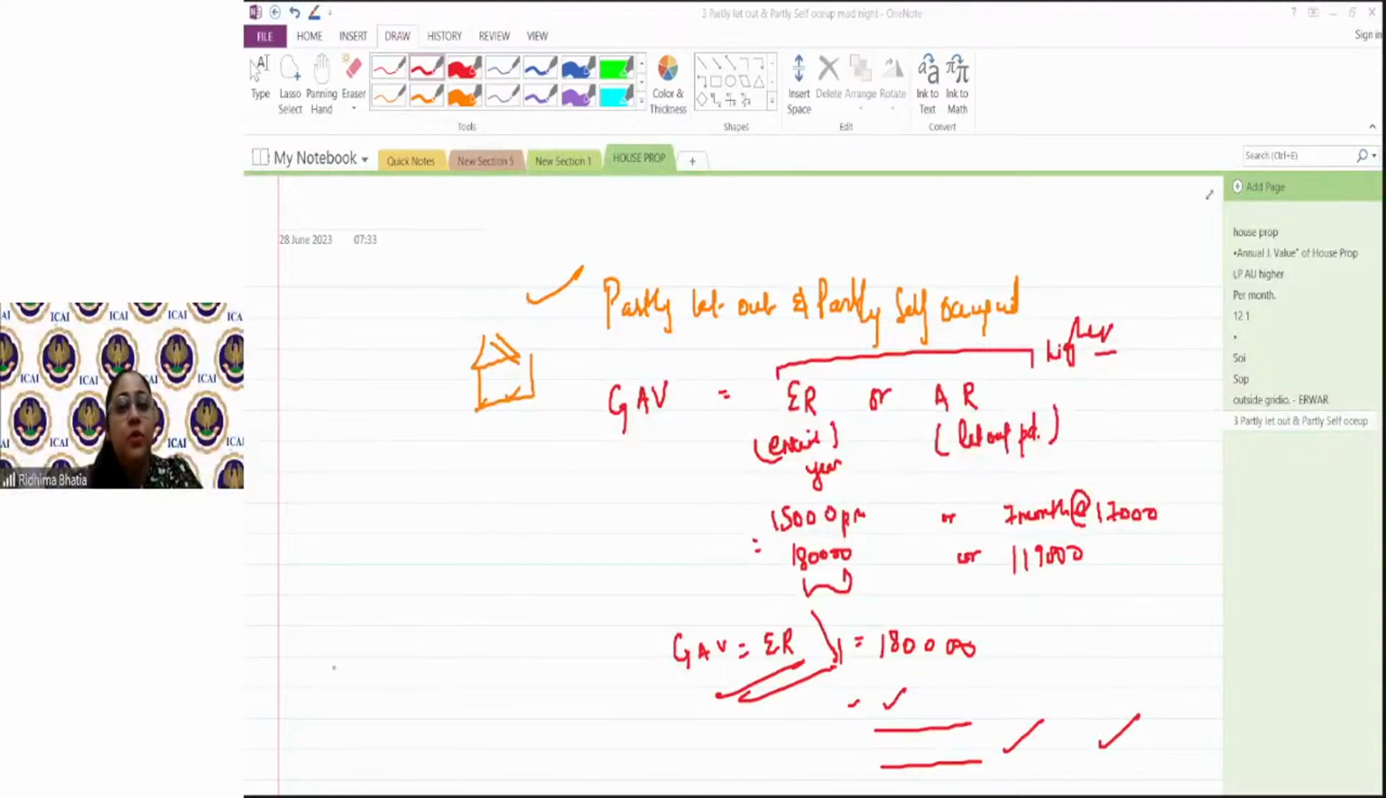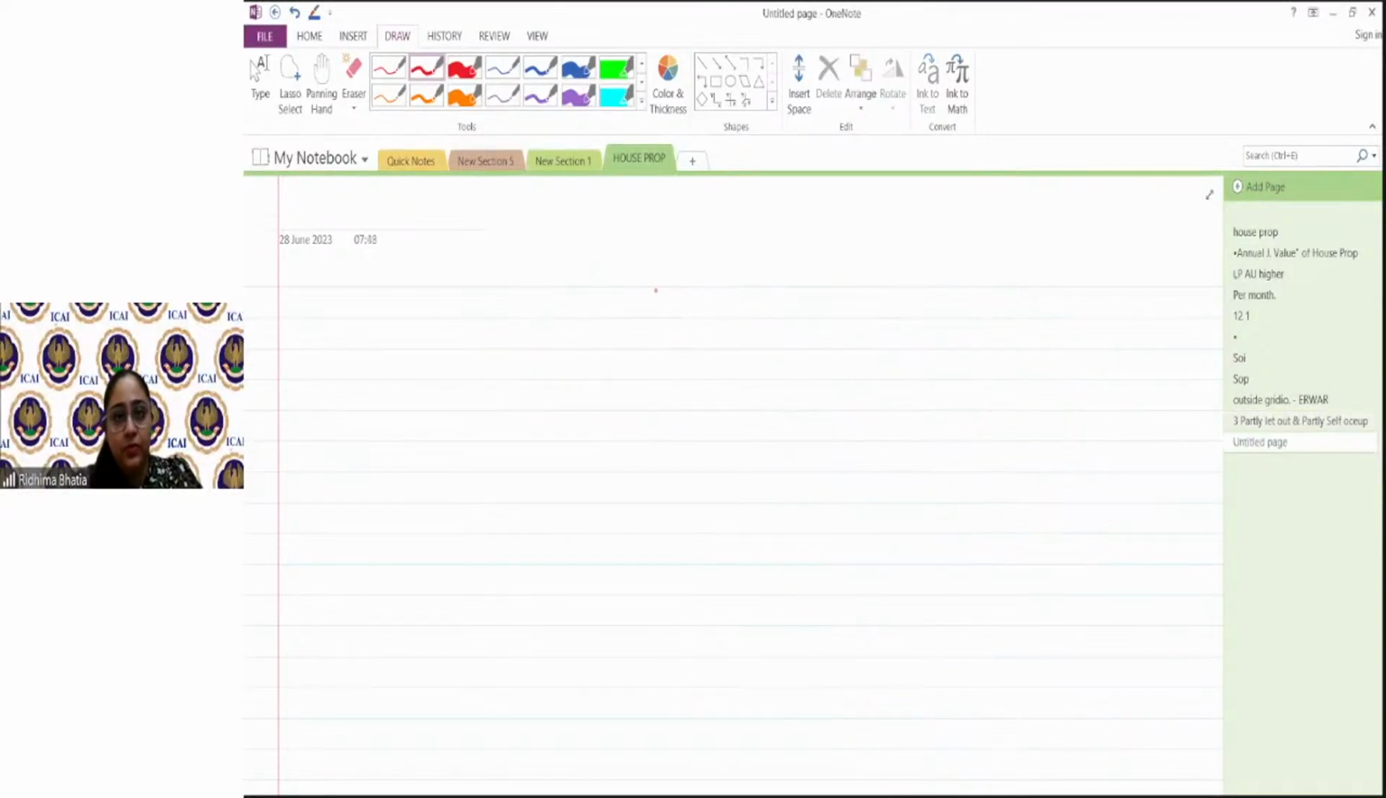Okay, up now we come to a case where another case where there is one house. ये पूरा एक house है. Okay, let me draw it better.